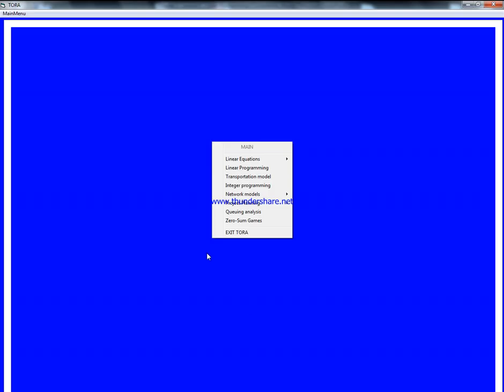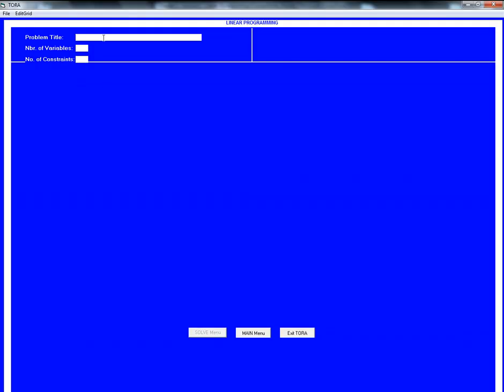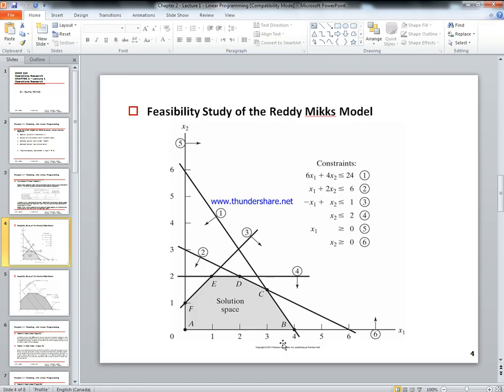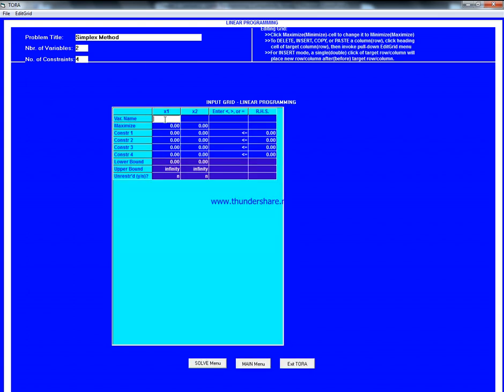Click here. Okay, linear programming, starting a new problem. How many decimal notation? Go to the input screen. Simplex method, number of variables 2, and number of constraints. We have 1, 2, 3, 4, 5 constraints, or 4 constraints, because both are supposed to be positive. So we have 5 constraints. 1, 2, 3, 4, excuse me, 4 constraints, and enter.